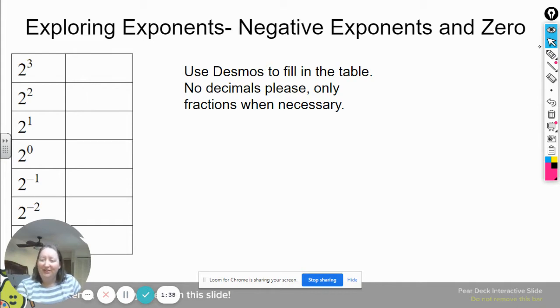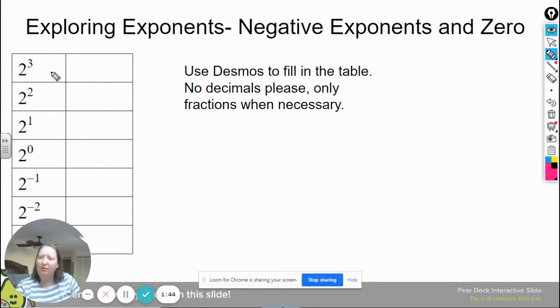This is just to illustrate how negative exponents work. You will see a pattern here. 2 to the third is 8, 2 to the second is 4, 2 to the first power is 2. Anything to the 0 power is 1. Now 2 to the negative 1 is going to be 1 over 2. 2 to the negative 2 is 1 over 4. 2 to the negative 3 is 1 over 8.